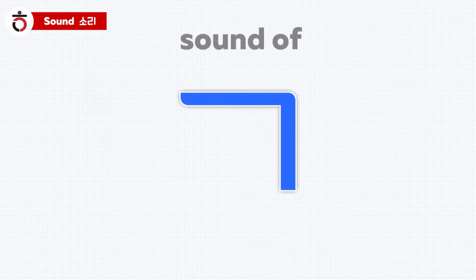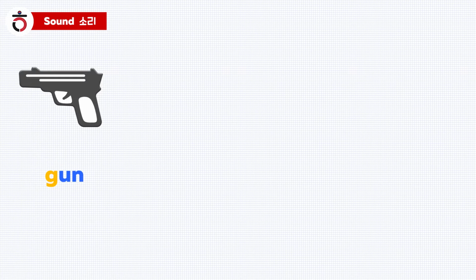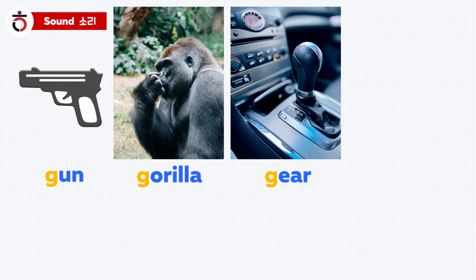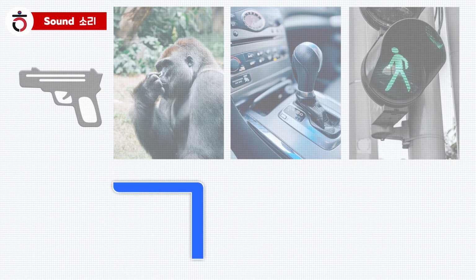Now we're going to learn the sound of giyuhg. Giyuhg sounds like the g sound in English. G, gun. G, gorilla. G, gear. G, go. As mentioned, giyuhg sounds like the g sound.